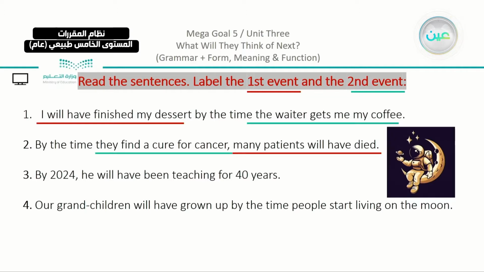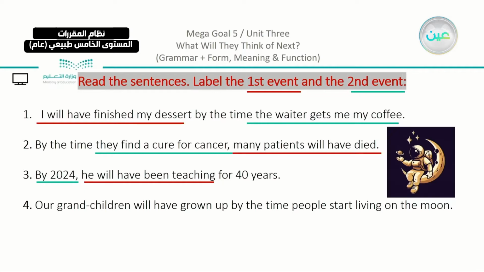Number 3, by 2024, he will have been teaching for 40 years. What will happen first? The year 2024 or him accomplishing 40 years of teaching? So we can see that the first one is going to be will have been teaching, and the second one is the year.